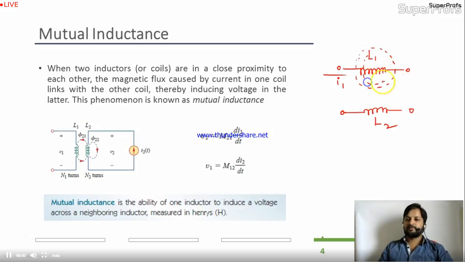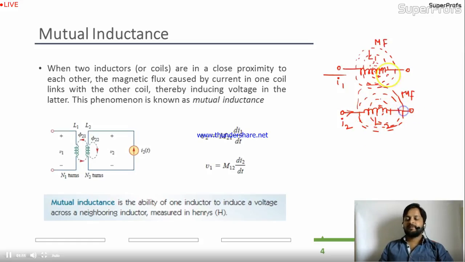we know the magnetic field will generate around it. This is the phenomenon that an inductor stores energy in the form of magnetic field. We know about this. Similarly, in L2, if current I2 is flowing, it will have its own magnetic field. L2 will also generate a magnetic field.